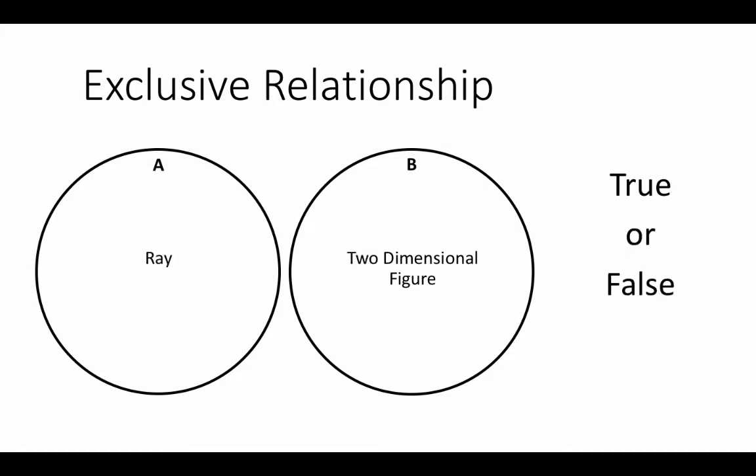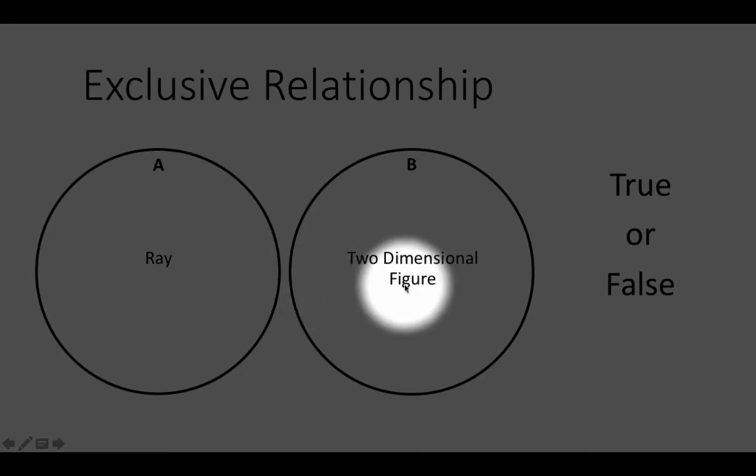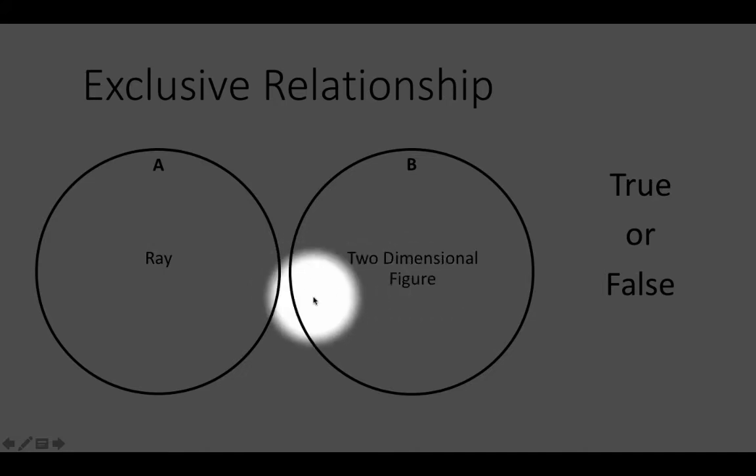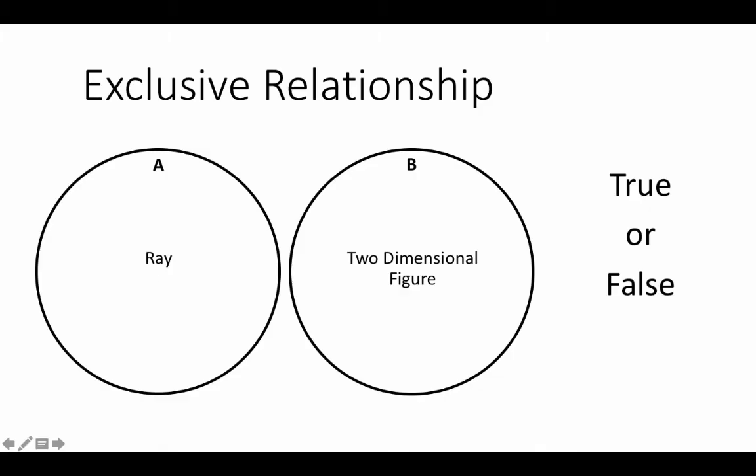If you are a ray, can you be a two-dimensional figure? We know that rays are one-dimensional. They have one direction. So rays cannot be two-dimensional figures. And if you are a two-dimensional figure, you are excluded from being a ray. So this is an exclusive relationship.